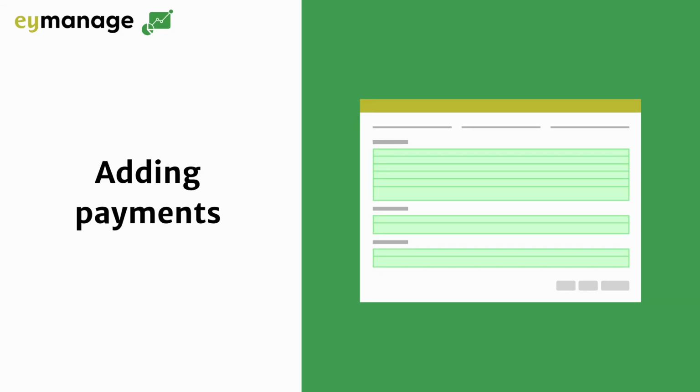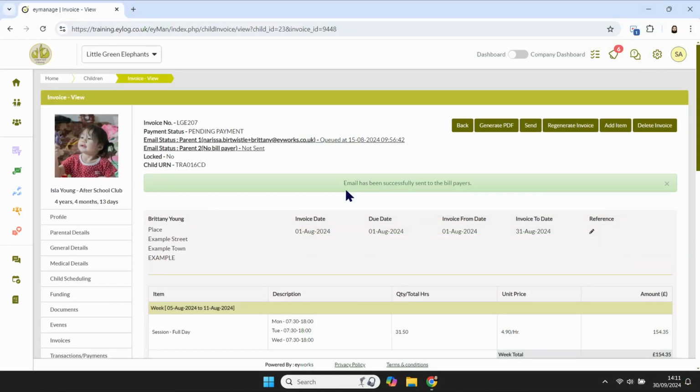When a parent has paid an invoice, you should make a record of it on the system. You can add payments to individual invoices or to a parent's account. If it's the latter, the payment needs to be allocated to the invoice or invoices. For individual invoices, you can add and allocate payments at the same time.